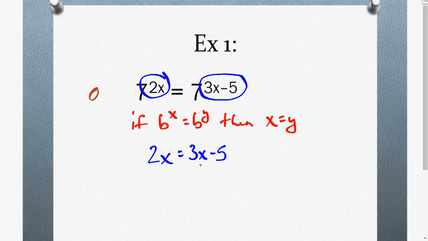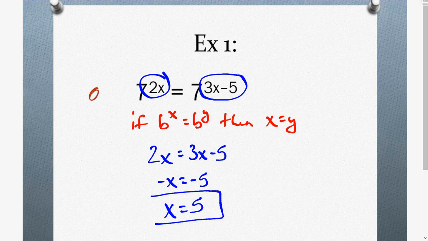So maybe I would subtract 3x from each side. So I'd end up with negative x equals negative 5. But I don't want to know what negative x is. I want to know what positive x is. So multiply or divide both sides by negative 1. And you would end up getting x equals positive 5 is your solution for this.